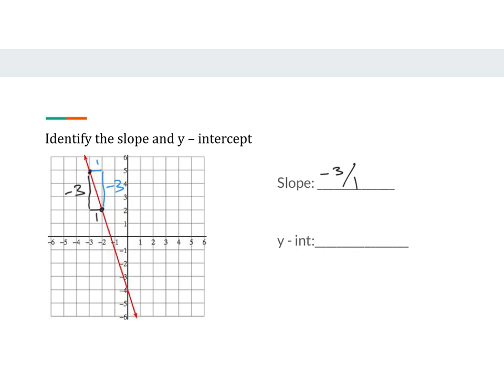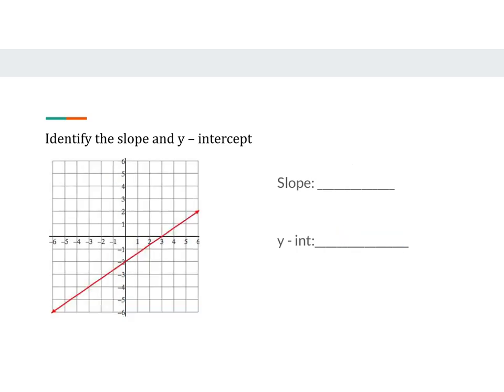For our y-intercept, again, we're going to identify where our graph crosses the y-axis. So tracing my line, I can see it's going to cross my y-axis right here. So I'm going to label that point, and that is the point 0, negative 4. So our y-intercept is going to be the point 0, negative 4.